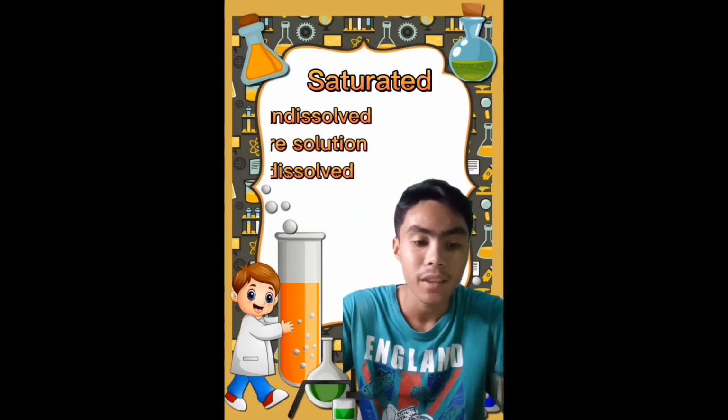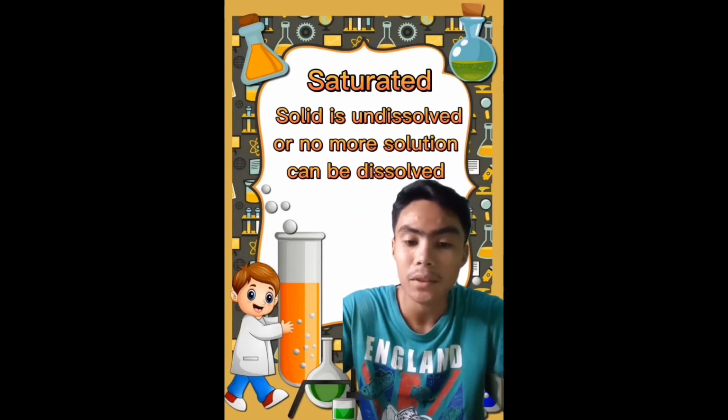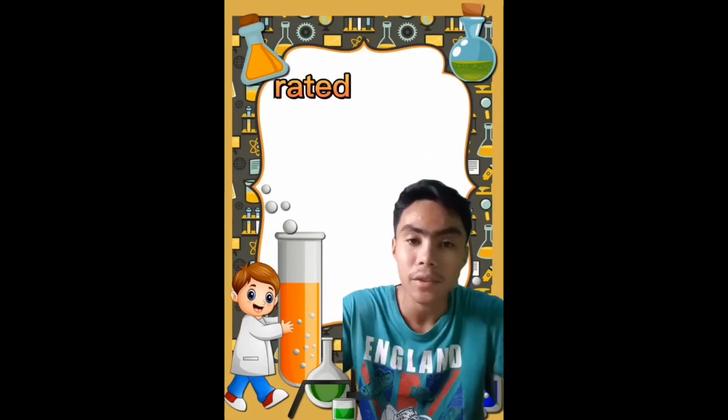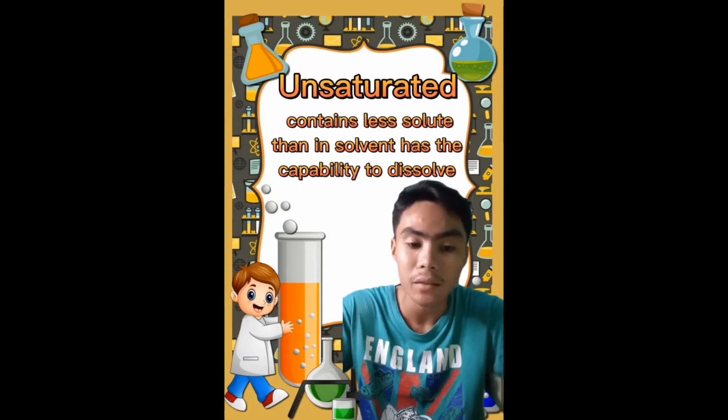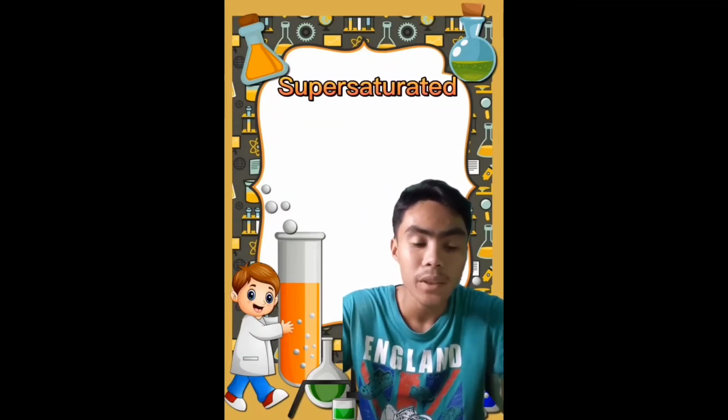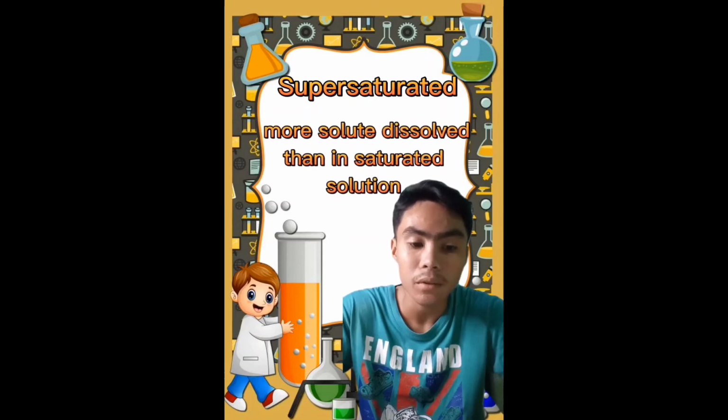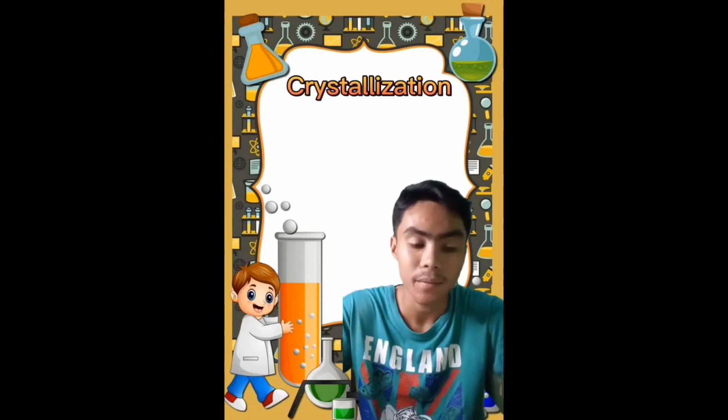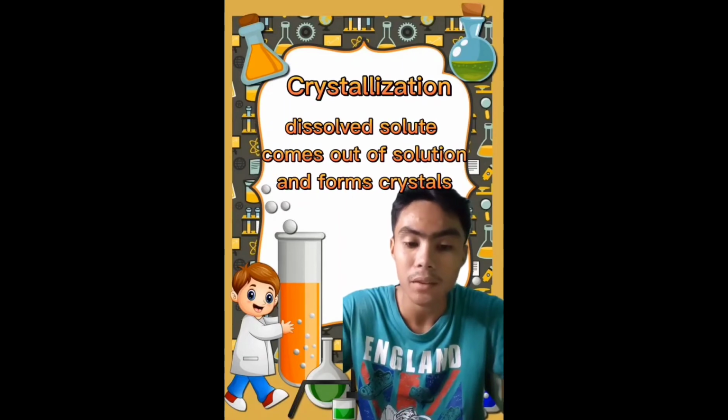Saturated. It contains the maximum amount of solute that will dissolve in solvent at a given temperature. In here, solid is undissolved or no more solute dissolves. Unsaturated. It contains less solute than the solvent has the capability to dissolve. Supersaturated. More solute dissolved than in a saturated solution. Crystallization. Dissolved solute comes out of solution and forms crystals. This happens when you apply heat.